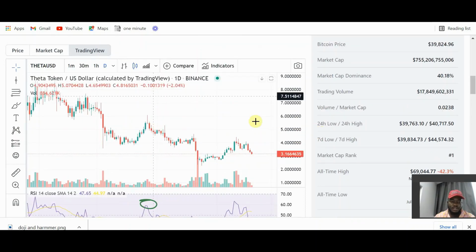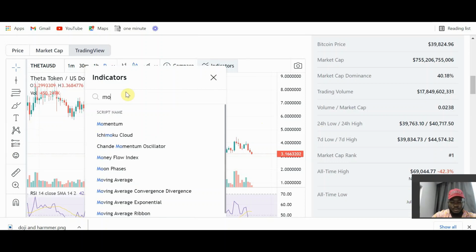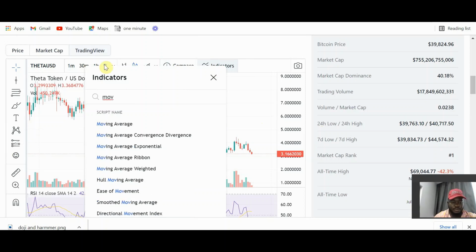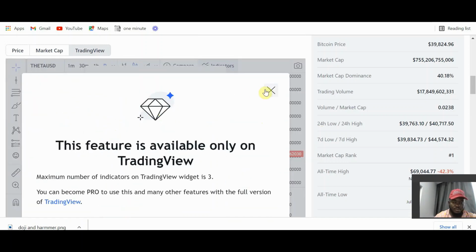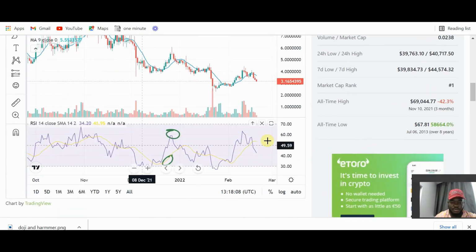I want to add a moving average, simple moving average, and another one, and another. Okay, I have to remove. I have not subscribed, so they're saying I need to pay before I add more signals. So I told them I will not pay. Why will I pay? Just give me this thing.